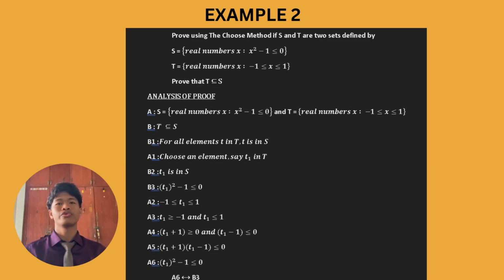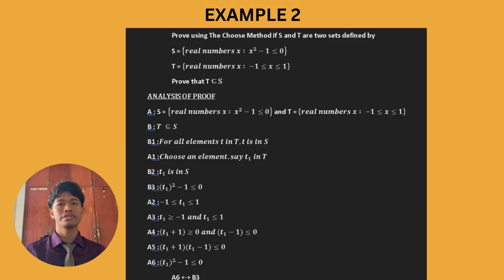Second example, we have two sets S and T and their elements. We must show that T is a subset of S. First, we write the hypothesis and conclusion as A and B, and then for B1, we define B as for all elements t in T, t is in S. For A1, we choose an element, say t1 in T. Then B2, we say t1 is in S.